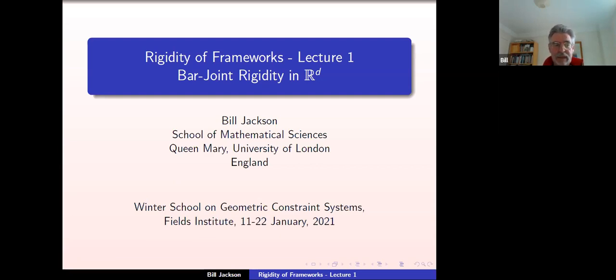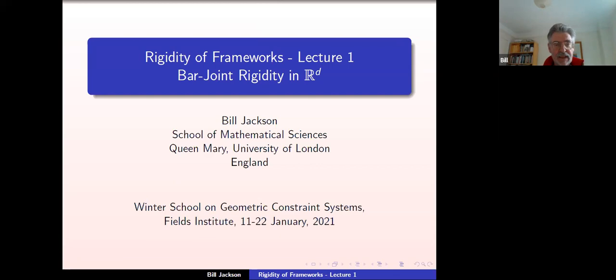I think these are in some sense the simplest, and yet at the same time the most intriguing kind of framework. And I think they give a good introduction to most of the ideas we need for a theory. So that's what I'll do.